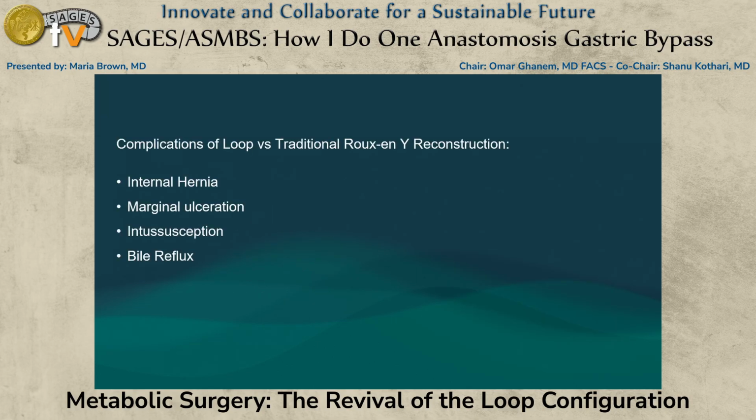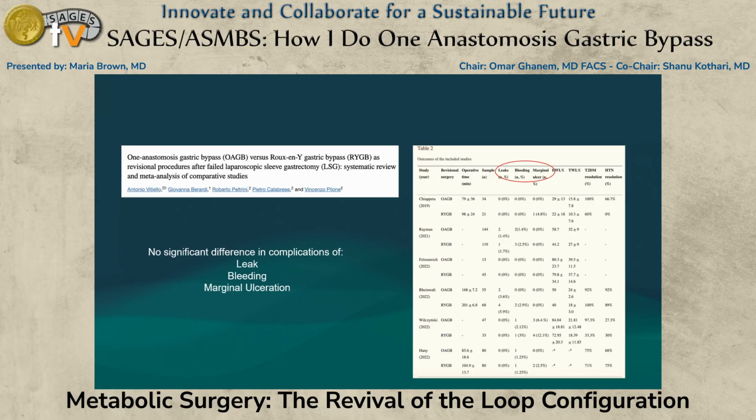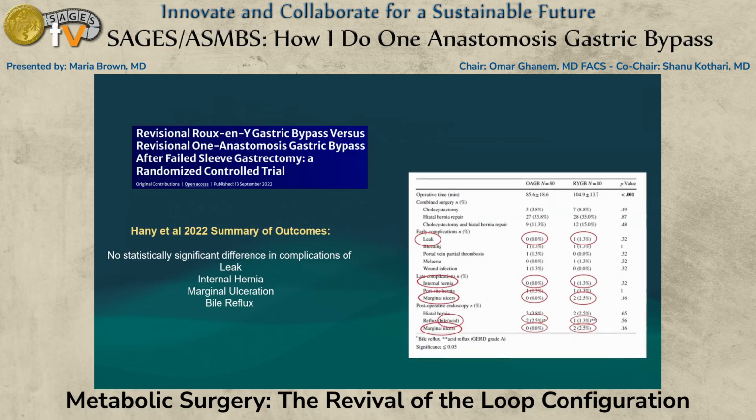So we're going to focus specifically on the complications that we all talk about with a Roux-en-Y: internal hernia, marginal ulcer, intussusception, and bile reflux. So looking at this study, which was a systematic review, meta-analysis of 6 studies, showed overall no significant difference in complications of leak, bleeding, or marginal ulceration. They did show higher rates of reflux in OAGB patients. However, it was not statistically significant.